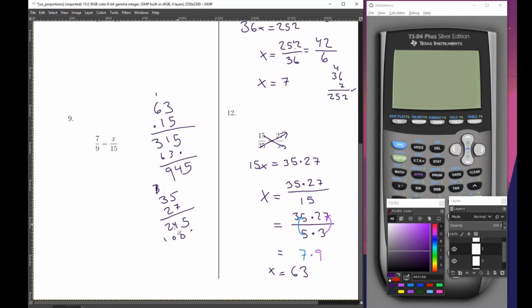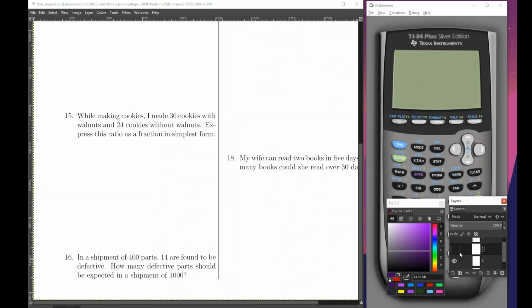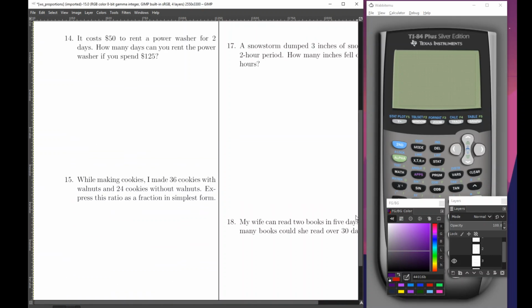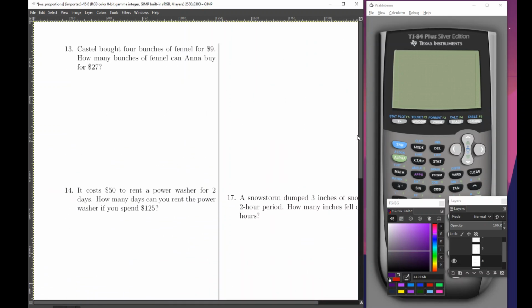Oh, 6, not 9. That's 7, my bad. Add 5, 4, 9, 945. Yep, it checks out, and that answer is correct. Next page. Hey, word problems.